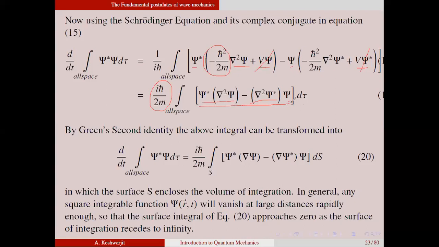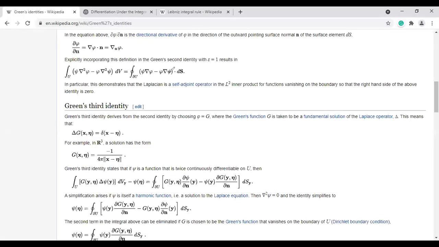Then this expression can be simplified by using Green's second identity. Let me show you Green's second identity. I have a function psi and another function phi. So psi Laplacian of phi minus phi Laplacian of psi, integrated over a volume V, should be equal to psi gradient phi minus phi gradient psi, dot dS, integrated over the boundary of this volume. The boundary of this volume is a surface and it is represented by ∂V.